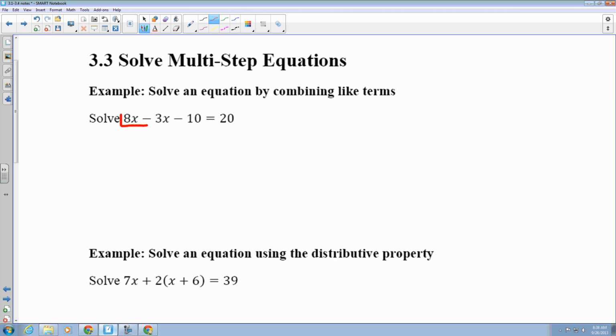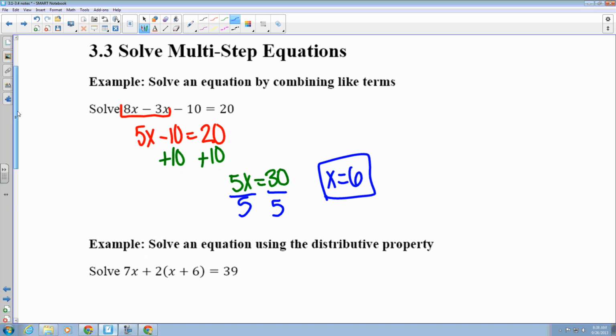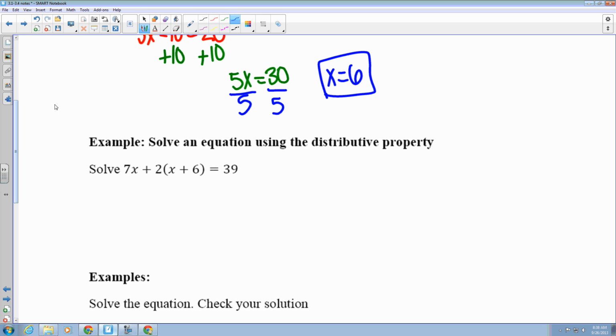On this left side, we have 8x and 3x, which can combine to 5x. And then this is just a two-step equation like last section. Add the 10 to both sides, and then we have 5x equals 30. Divide by 5, and x is 6. You can always plug that 6 back into the original to make sure you have the right answer. So we should never get the wrong answer in these kinds of problems.